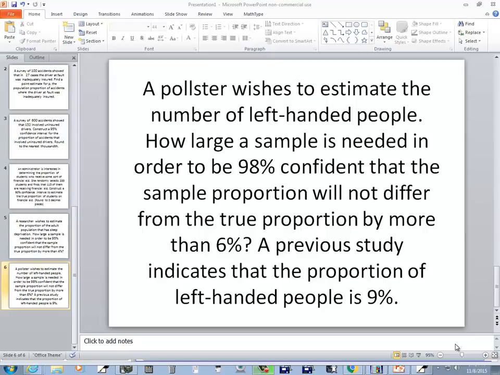A pollster wishes to estimate the number of left-handed people. How large a sample is needed in order to be 98% confident that the sample proportion will not differ from the true proportion by more than 6%? A previous study indicates the proportion of left-handed people is 9%.